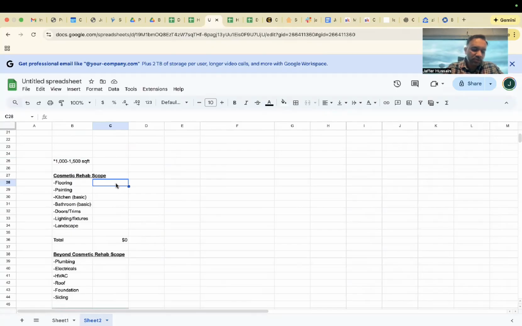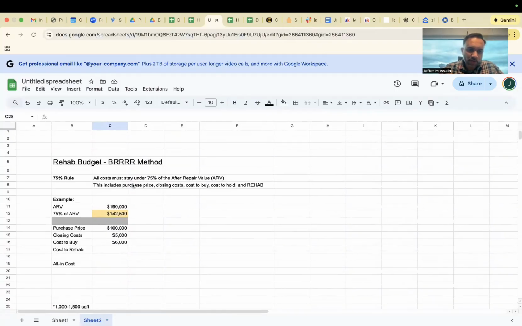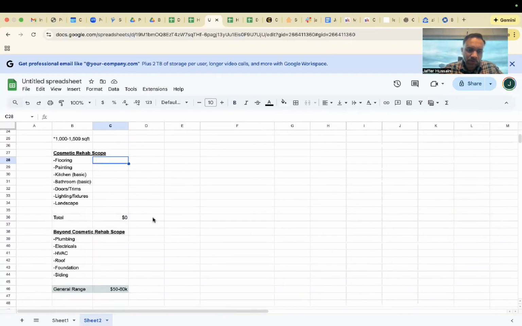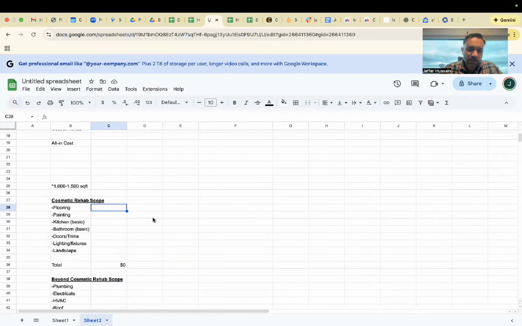Now, with a house of this size, there are two different types of rehab. There's a cosmetic rehab, and then there's scope that's beyond cosmetic rehab. Anytime you find a deal, right away it has to pass the eye test. Is this a cosmetic rehab or is this beyond cosmetic? And we'll talk a little bit about what that means.